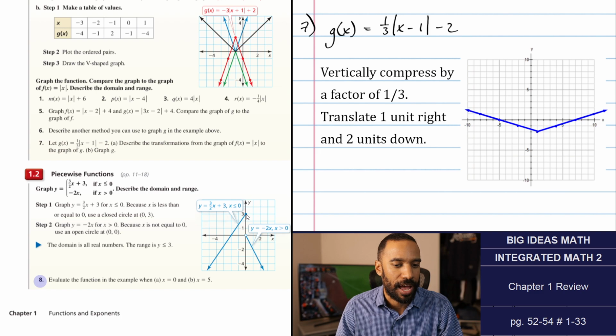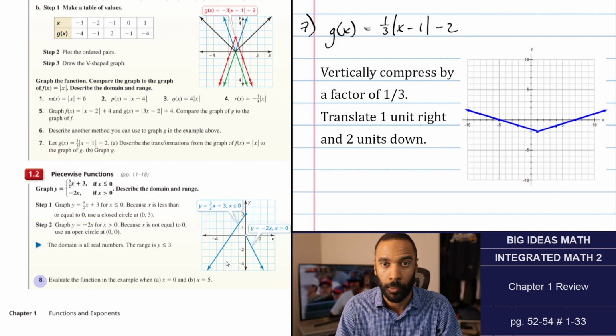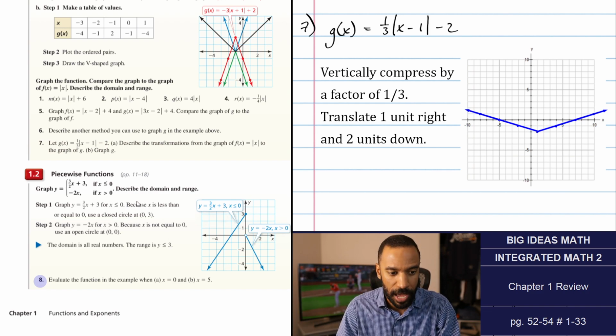On the graph, 3 is the highest value that's hit, and it hits every value below, including 0. Maybe not right here, but it hits y equals 0 right there. And since it goes down forever, you can see it goes left and right forever as well, which is another way to get the domain. So there's that one.